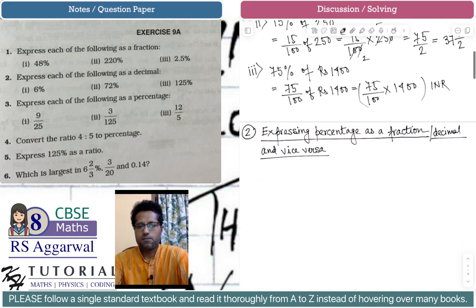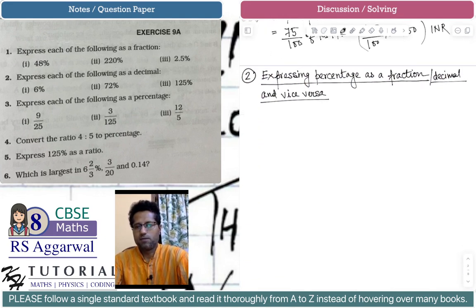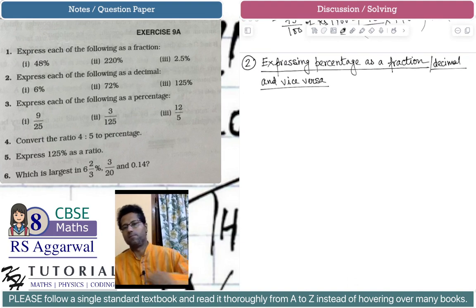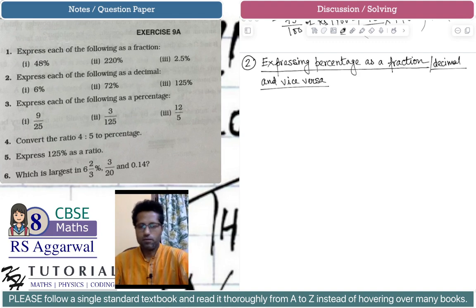Next topic is expressing percentage as a fraction or decimal, and vice versa. That is expressing a given percentage as a fraction or decimal, and expressing a fraction or decimal as a percentage. So how do we do that? So I will do that by example.